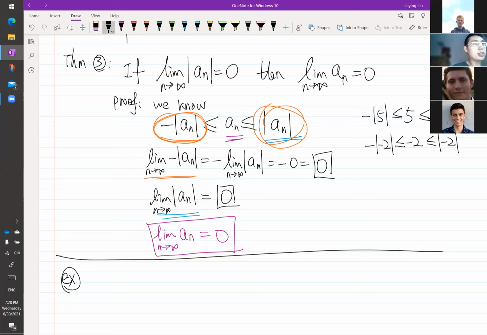I'm not hearing any questions, so let's start looking at this example. We want to find the following limit. So find the limit as n goes to infinity of n squared plus 100n divided by n squared plus 1. What is the limit of this?